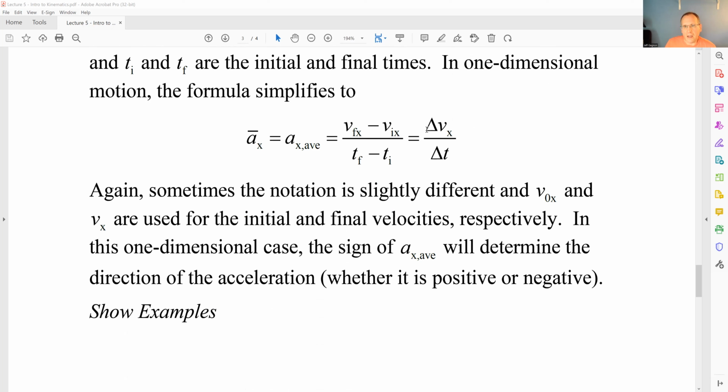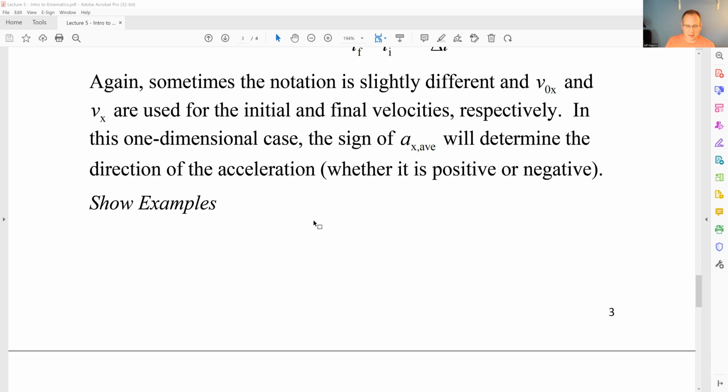And again, the sign of this change in velocity will give you the sign of the average acceleration, right? So that gives you the direction. Since we're only talking about one dimension, the acceleration is either pointing to the right or pointing to the left. It's either positive or negative, okay? And that is found by the sign of the change in velocity. I'll show you some examples of that in a minute.